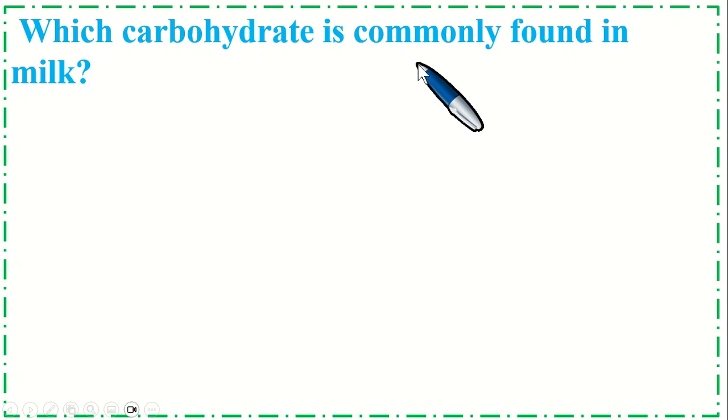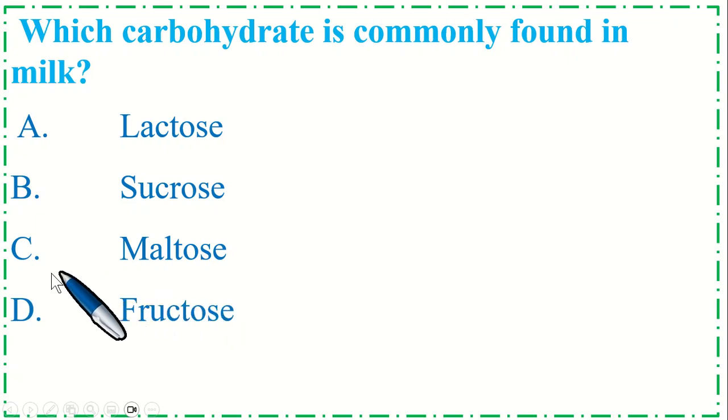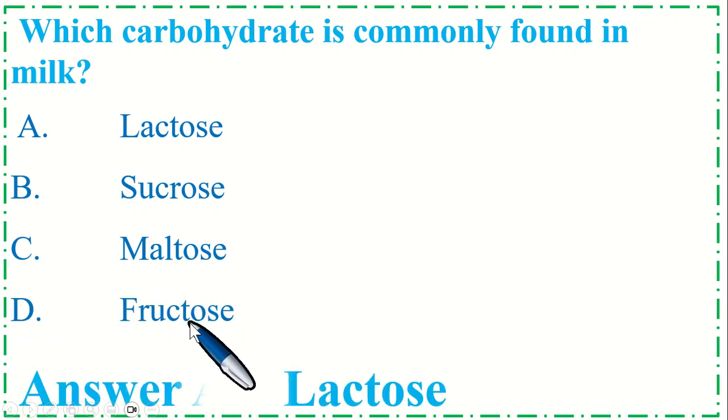Which carbohydrate is commonly found in milk? Option A, lactose, B, sucrose, C, maltose, and option D, fructose. So the correct option is A, lactose.